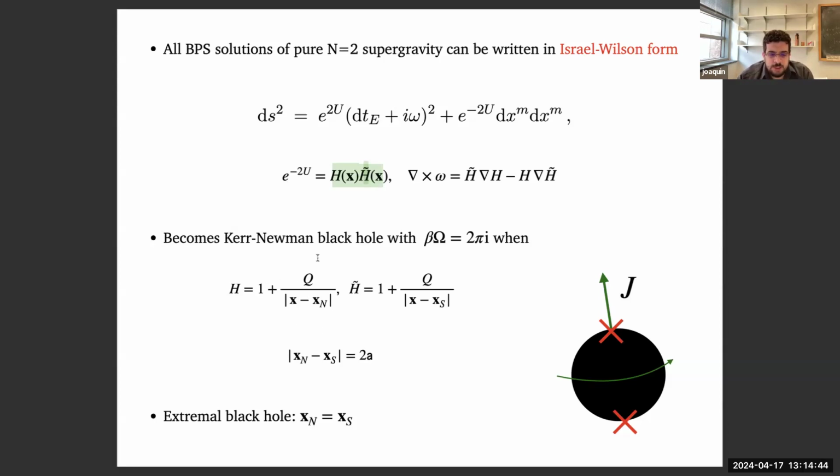An important feature of this solution is that h and h tilde have two poles at x_N and x_S. This is the north and south pole. And the extremal black hole corresponds to the limit where x_N and x_S are on top of each other. In that case, you reproduce something called the Majumdar-Papapetrou solution, which is the solution of extremal Reissner-Nordstrom, the one that can be easily generalized to multicenters. And the separation between these two poles in the x-plane gives me the rotational parameter.